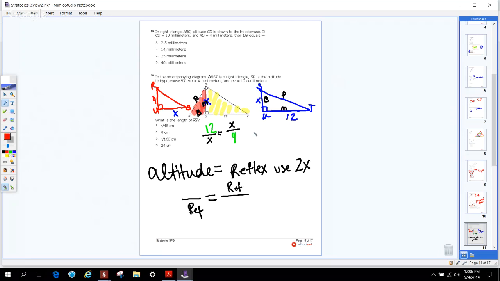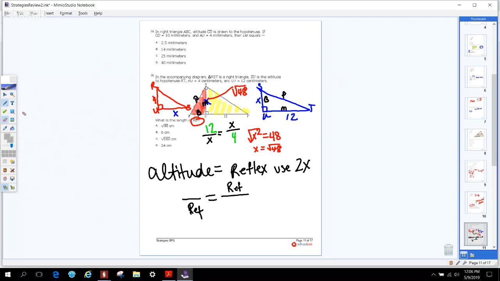So here I've got X times X is X squared. 12 times 4 is 48. Then when I take the square root, I get X equals the square root of 48. So here, this line US equals the square root of 48. The question, though, is asking for RS. This is what makes it a question you'll probably see on the district assessment and not the SPG.